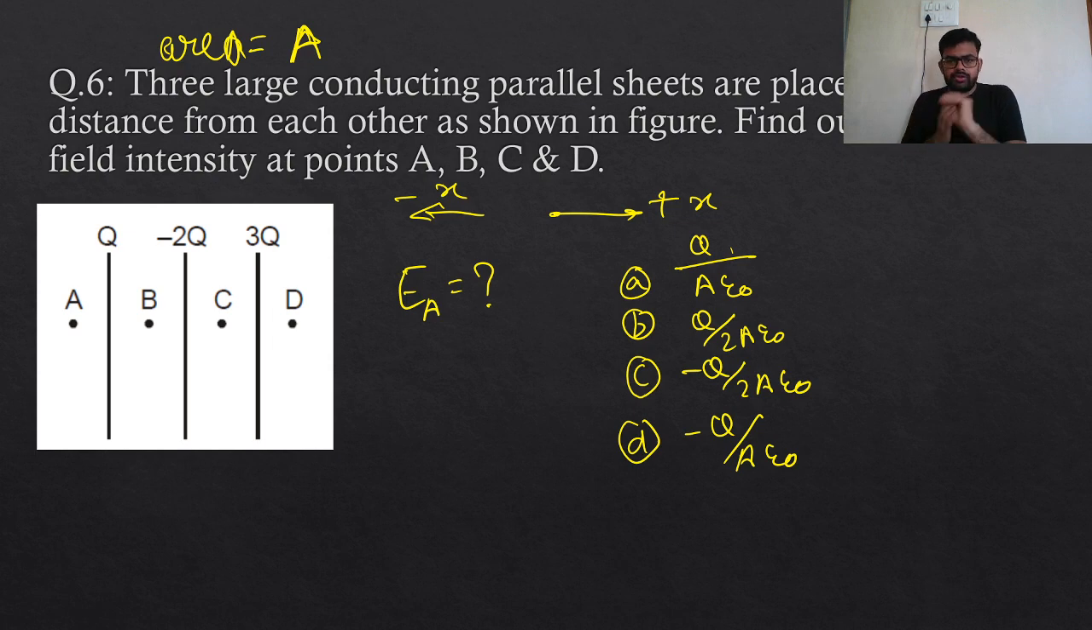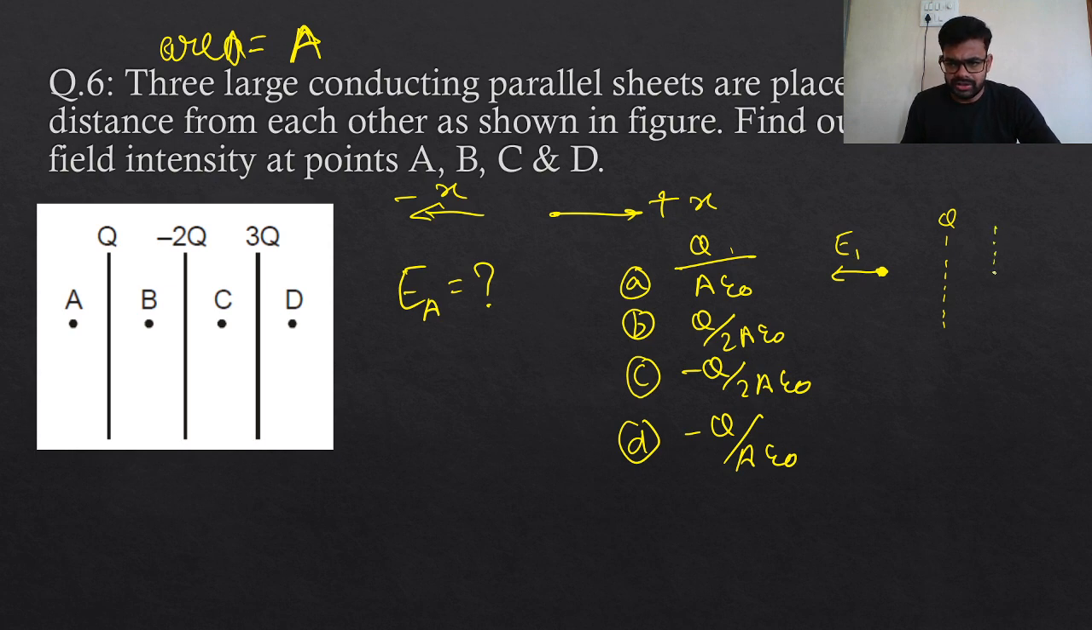Okay, so time up, my dear friends. Let us solve it. How to solve it? Let's say this is point A. This is plus Q charge, first plate. Because of this, the field will be away from the plate. So this is E1.